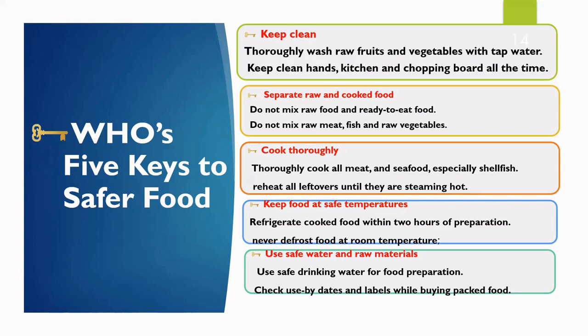Wash raw fruits and vegetables with tap water. Keep clean hands, kitchen, and chopping board all the time. Separate raw and cooked food. Do not mix raw food and ready-to-eat food. Do not mix raw meat, fish, and raw vegetables.